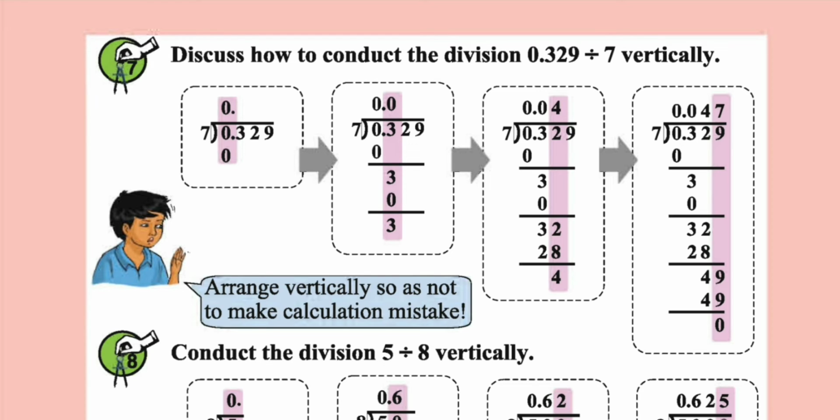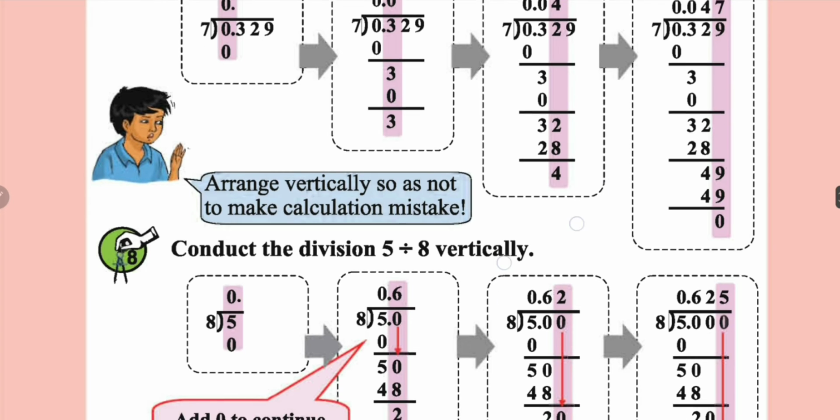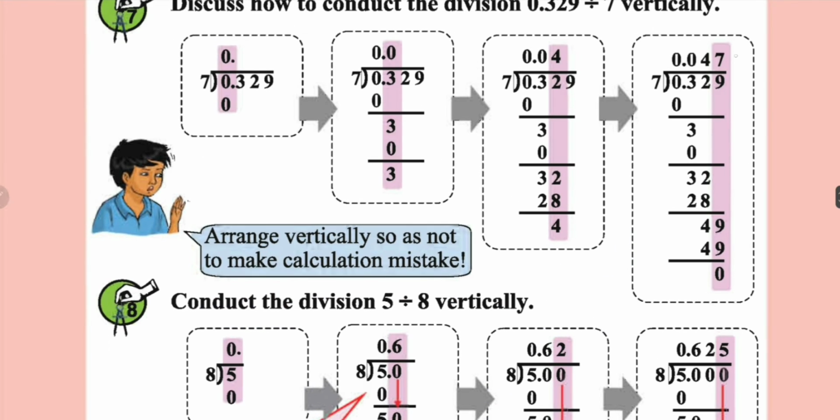Now discuss how to conduct the division. Okay, see here 0.329 is there. When you put 0 here, 3 can be brought down, but the problem is again 3 is less than 7. Okay, again put a 0. So you can bring 2 also, so it becomes 32. 7 4s are 28. 4 will come down, 9 will come down automatically. Okay, so 7 7s are 49. So this is the answer.